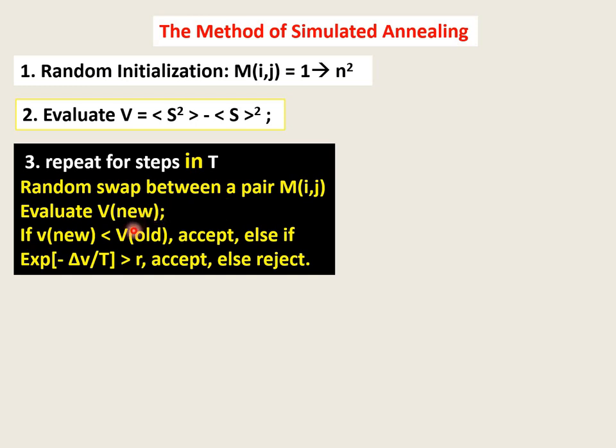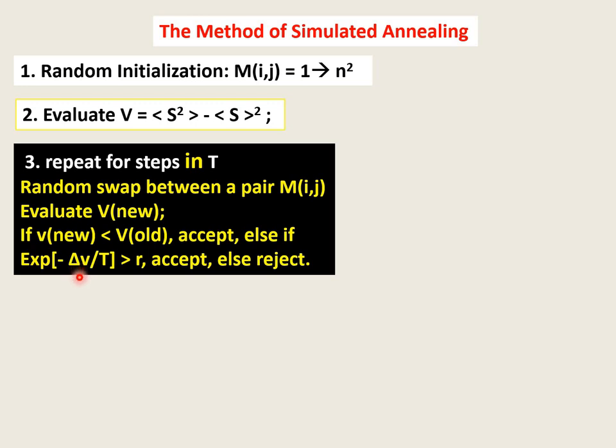Now 2 steps to follow. Whether you will accept this exchange. Case number 1, if the new value is less than the old one, then you accept because you want to minimize the variance. But if it is not so, that means if V new is greater than V old, then also you are not downrightly rejecting the step. Then you calculate some probability, which is the Boltzmann probability, e to the power minus delta V by T. Delta V is the difference between these two, new minus old.